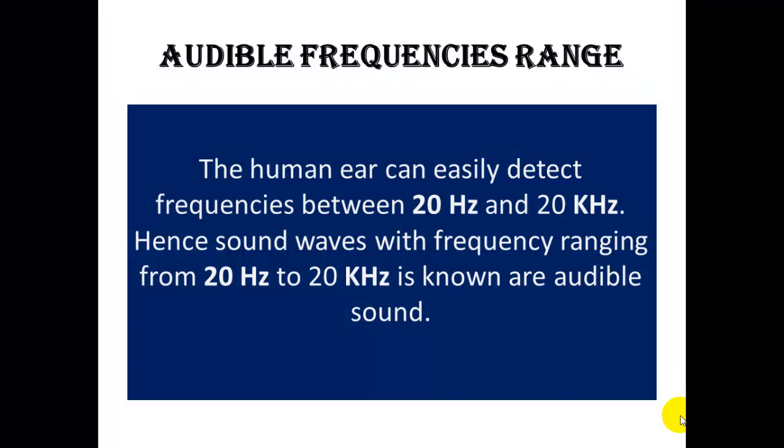Audible frequencies range. The human ear can easily detect frequencies between 20 Hz and 20 kHz, that is 20,000 Hz. What we are saying here is that there is a range of sound that the human ear can hear. Once it is below 20 Hz, it cannot be heard. And once it is above 20 kHz, it is too high for human ear detection. So sounds that are within this range, 20 Hz to 20,000 Hz, are known as audible sound.